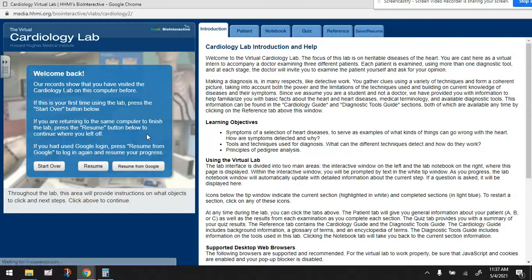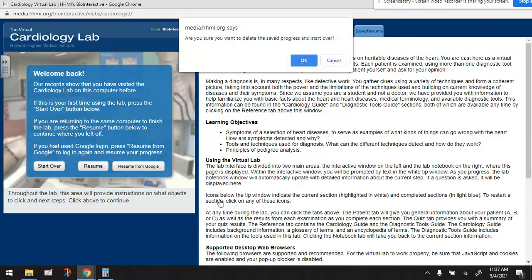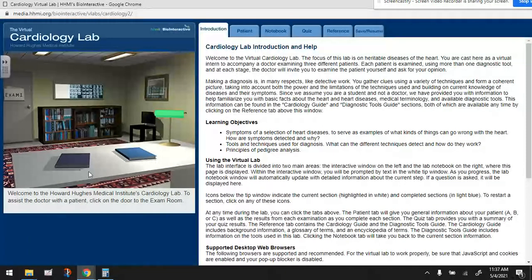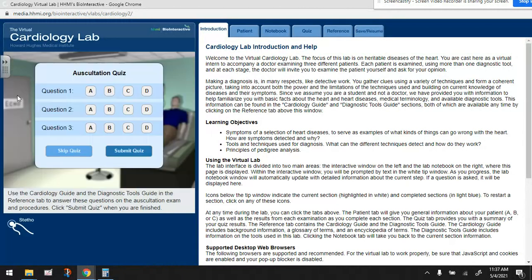It'll take a moment to load. All right, and then I'm just going to hit the start over button. All right, so it says, welcome to the Howard Hughes Medical Institute's Cardiology Lab. To assist the doctor with a patient, click on the door to the exam room. So see right here, here's the exam room. We're going to click on it.